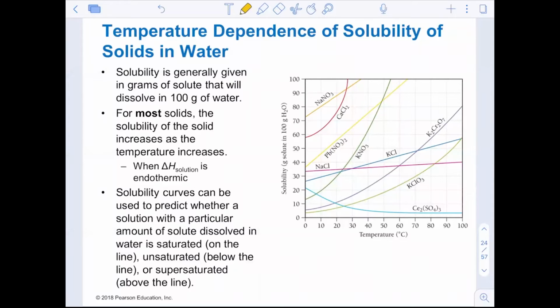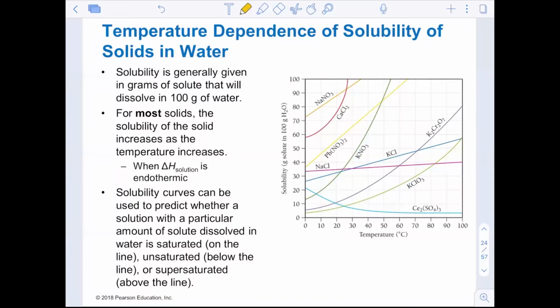All right, there is a temperature dependence to solubility. That's what we talked about a little bit with our idea of recrystallization in the last section. When we increase the temperature of a solvent, most solids will have a higher solubility in that solvent. So that's when the delta H of solution is most likely endothermic, all right?